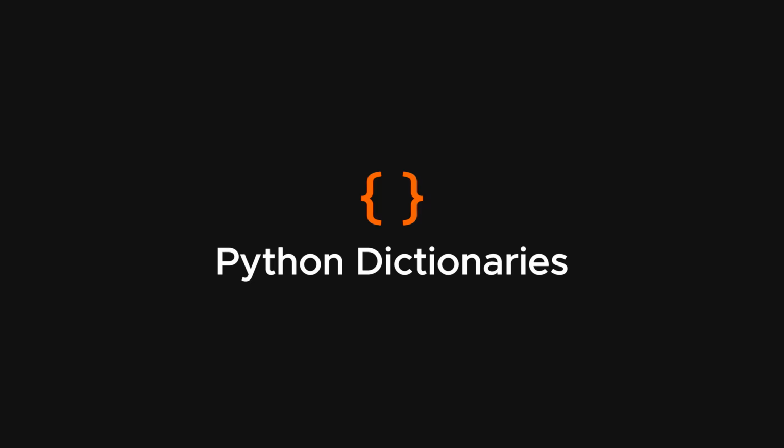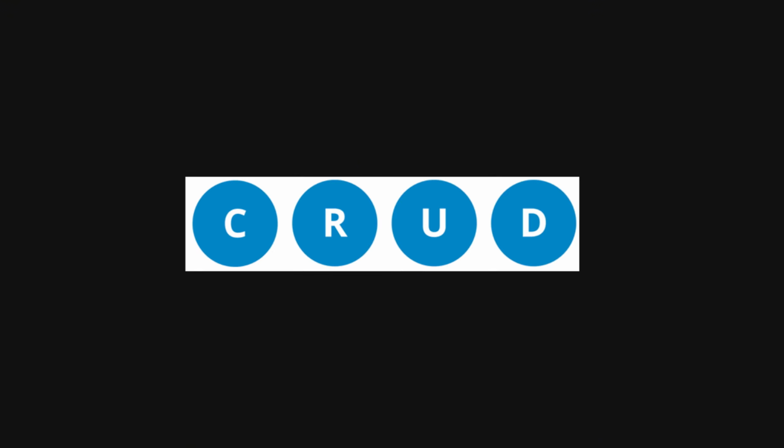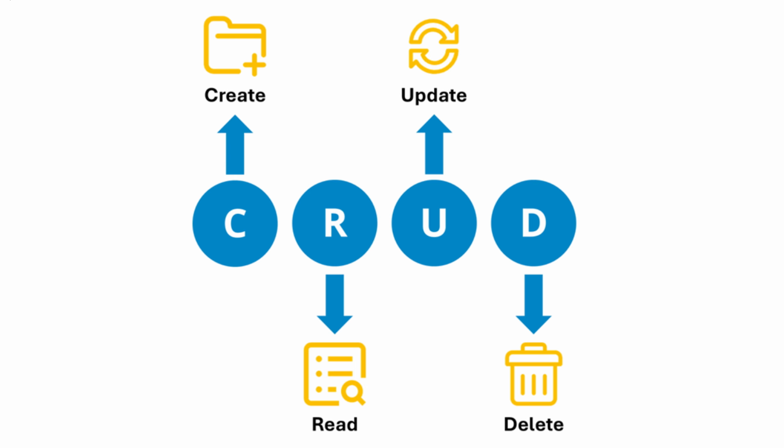Today, we are going to learn Python dictionaries, but not using random examples. You're going to be using agriculture and environmental science examples. By the end of the lesson, you will understand CRUD operations in dictionaries so clearly that you can use them in real research projects. CRUD stands for create, read, update, and delete.